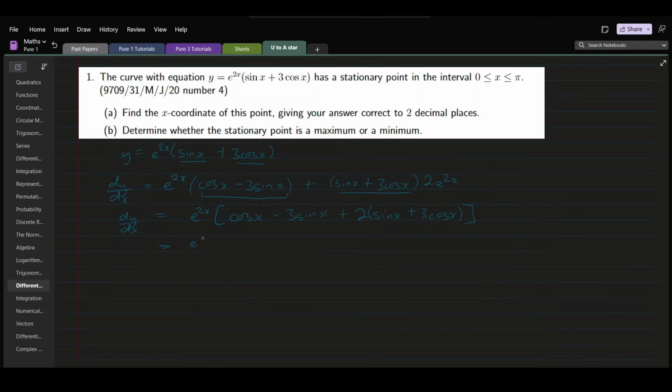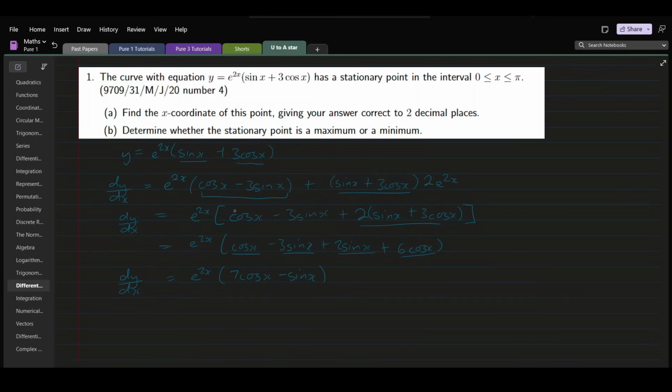So this gives us e^(2x) times (cos x - 3 sin x). Let's expand our bracket. That's plus 2 sin x plus 6 cos x, which further simplifies to give us e^(2x). We have cos x plus 6 cos x, so that's 7 cos x, minus 3 sin x plus 2 sin x, so that's minus sin x. And this would be dy/dx.